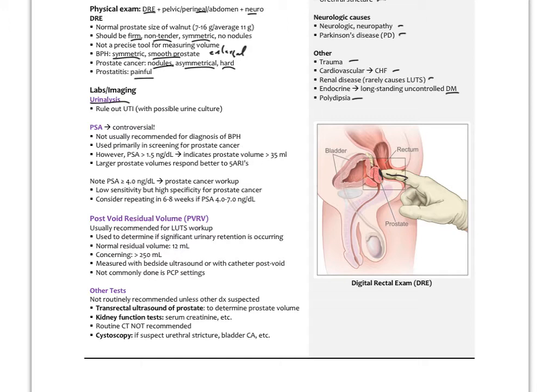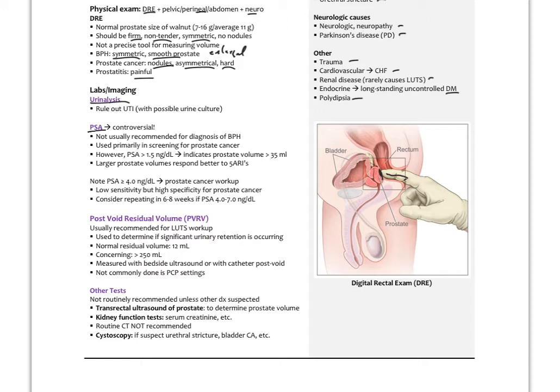Another test that can be used is PSA. Now, this is controversial. I'll just say that PSA, or prostate-specific antigen, is usually not recommended for the diagnosis of BPH. It's used primarily as a screening tool for prostate cancer. That said, it's very difficult. There's a lot of different guidelines right now around BPH.